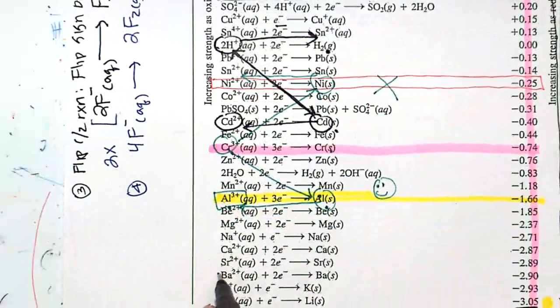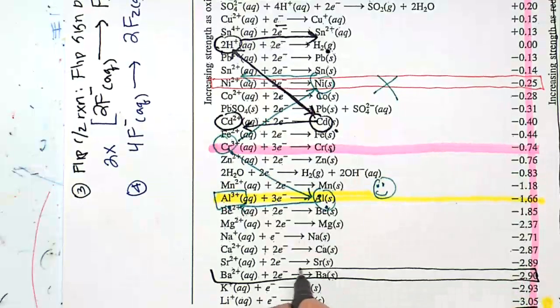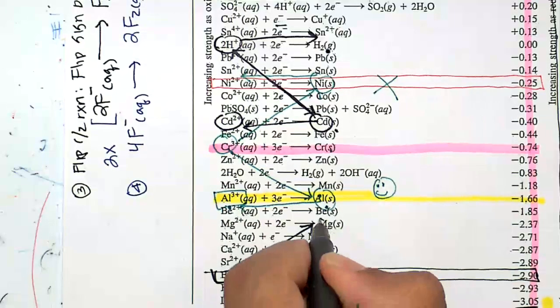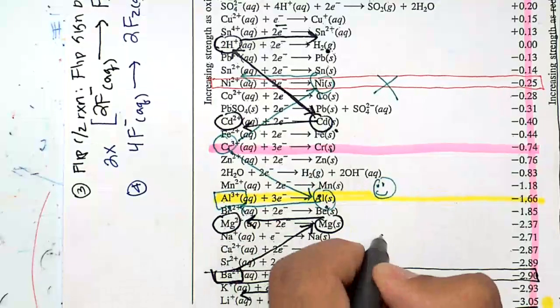All right, let's do one more here. Can barium oxidize, meaning lose electrons, flipping everything on this sheet. Can barium oxidize potassium to potassium plus? Yes. Okay, can barium oxidize, that means everything on this sheet gets flipped. Can it oxidize magnesium to magnesium plus 2?